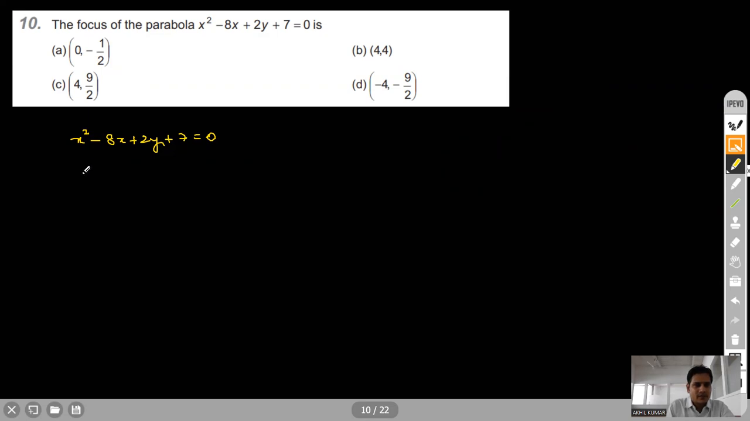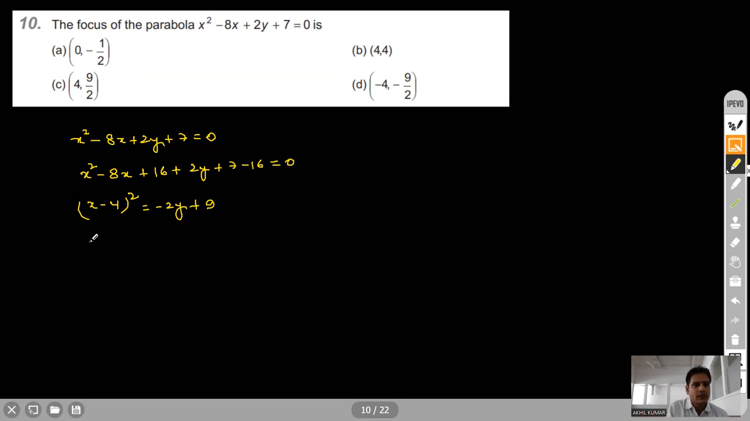So let me write it as x square minus 8x means 2 into 4. I think we have to add and subtract 16. So this will become x minus 4 whole square, plus 2y plus 7 minus 16 is equal to 0. So it will become x minus 4 whole square, x square plus 16 minus 8x, right? And what this thing will become, it will be plus 2y and minus 16 plus 7, so minus 9. While coming this side, it will be plus 9.